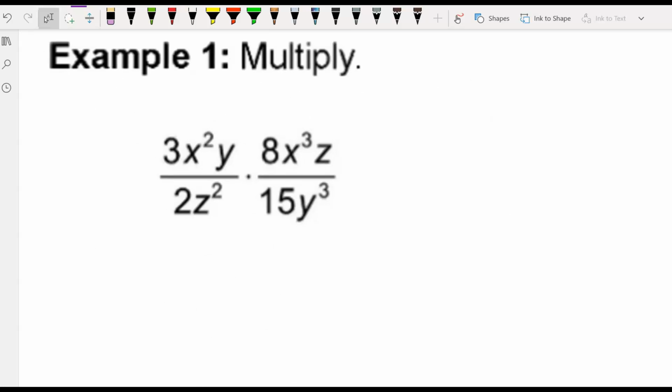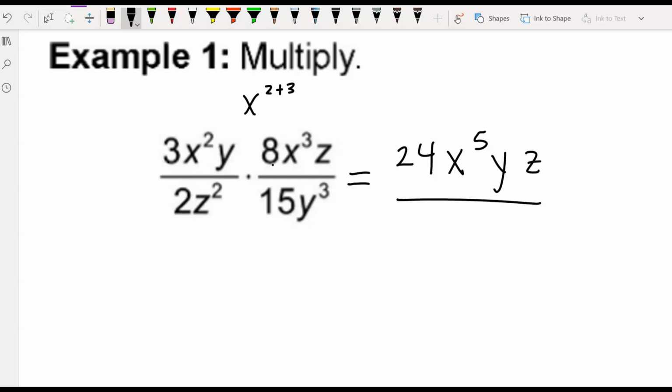All right, multiply. So we want to get rid of stuff on the top and the bottom. So if you want, you can multiply your stuff together first, if you'd like. So 3 times 8, so we get 24. x squared times x to the third is x to the 5th, because remember we add our exponents. And then yz all over 2 times 15, which is 30, z squared y to the third.